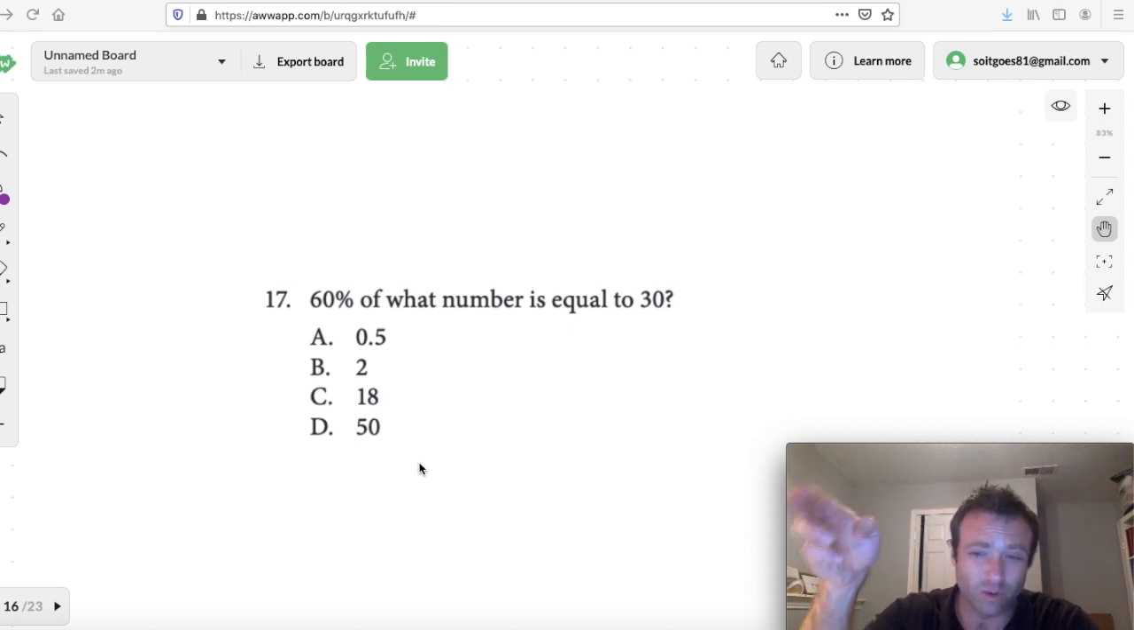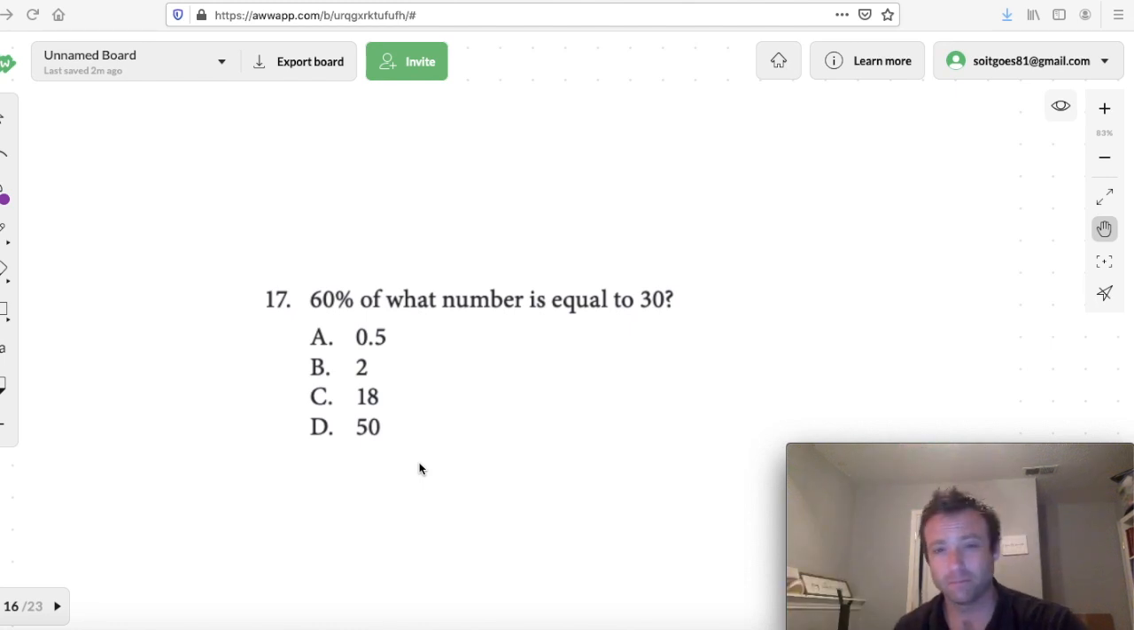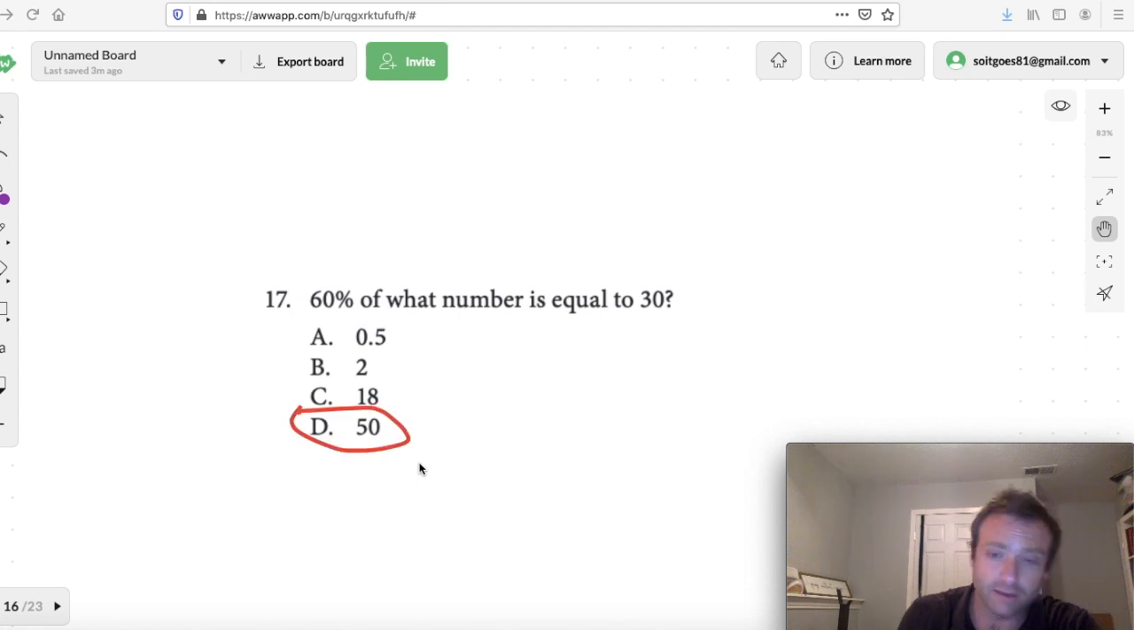But you've got to get 30, right? Because we're looking for 60% of what number is equal to 30. Does that make sense? Yes. I think just in terms of basic logic, you've got to pick D, if you're thinking about it in the right terms.